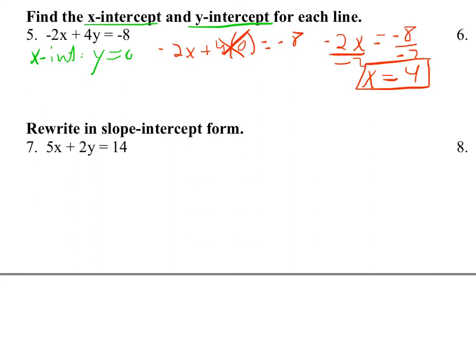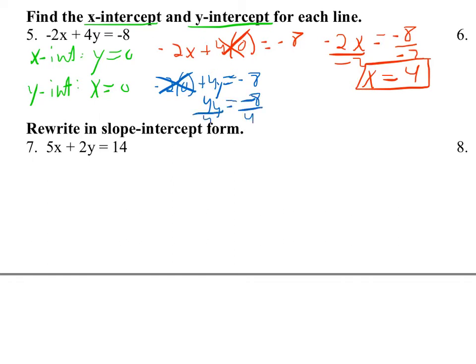Your y-intercept is when x equals 0, so we would plug a 0 in for the x instead, and solve for y. So again, they cancel, become 0, so we get 4y equals negative 8, divide by 4, and y equals negative 2. And that's the y-intercept.